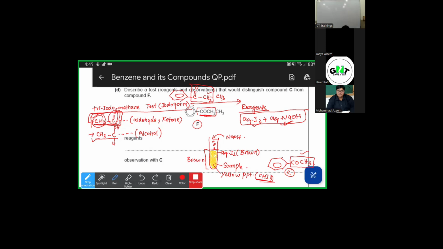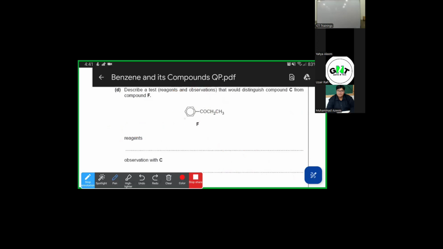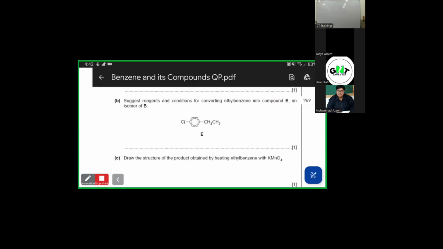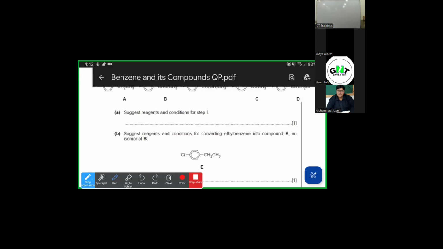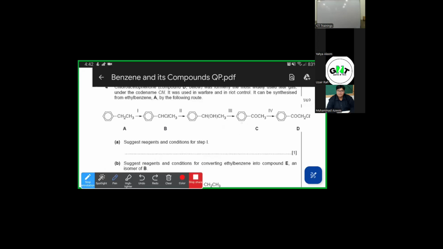Online students, have a look up here. This is compound F, and we got compound C in the back. This is compound C. So I'm going to draw compound C. This is benzene, this is C, CO means C double bond O, and CH3, like that. So this is compound C.